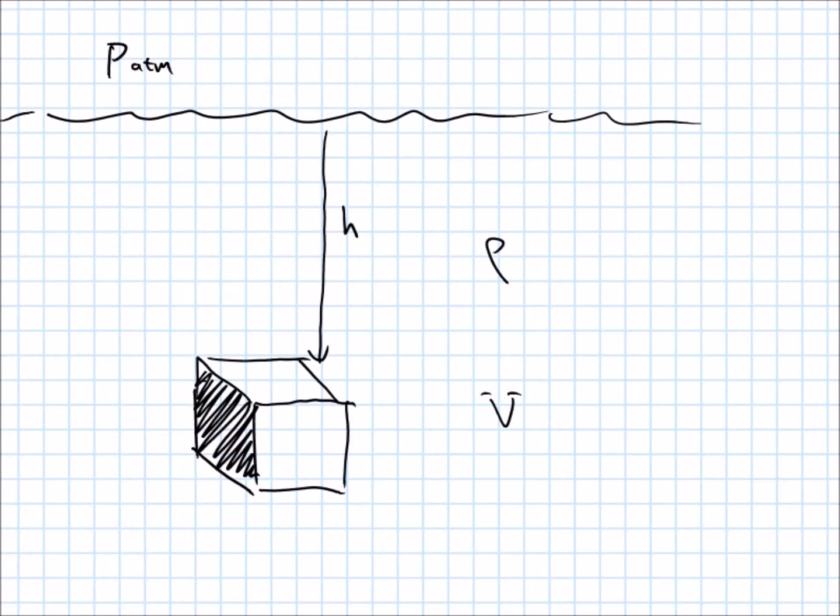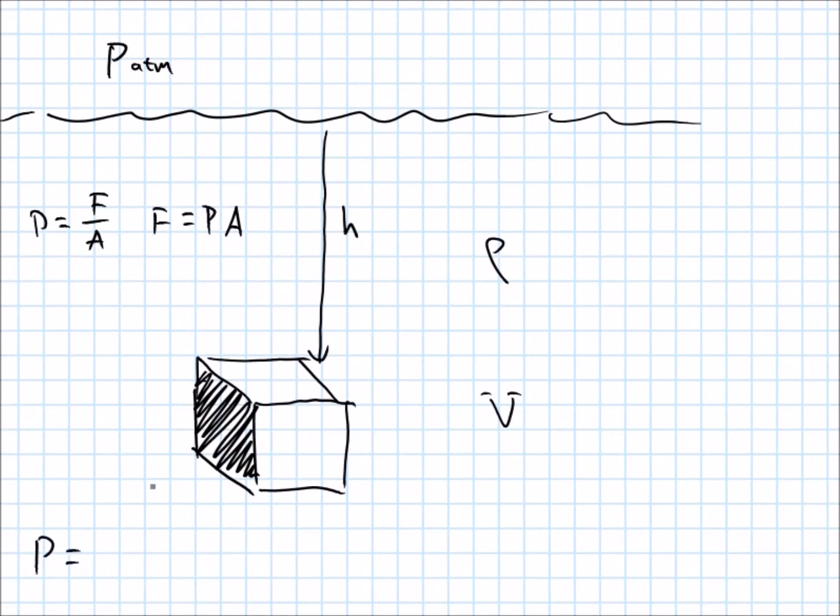So the way we can get force from pressure is, we know that pressure equals force over area. If we rearrange this, we get force is equal to pressure times area. So if we can find the area of the side of the cube, and if we can find the pressure that we're at, then we can find the force. So first let's talk about pressure.